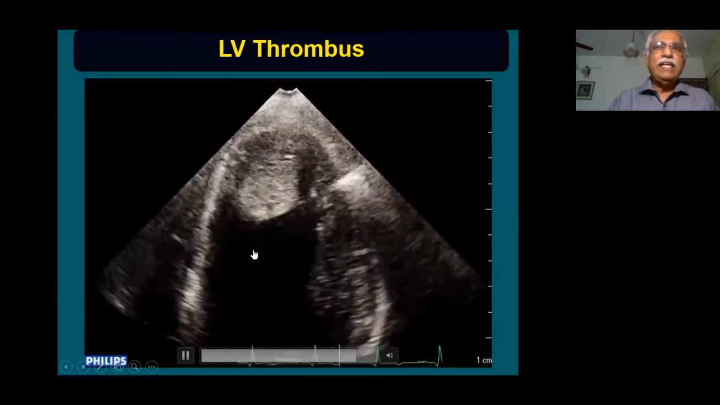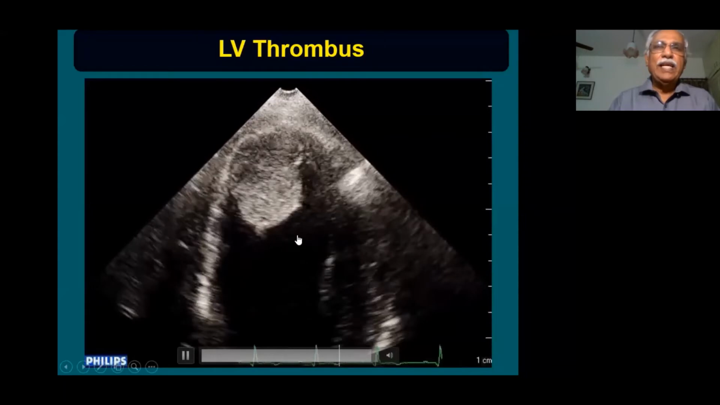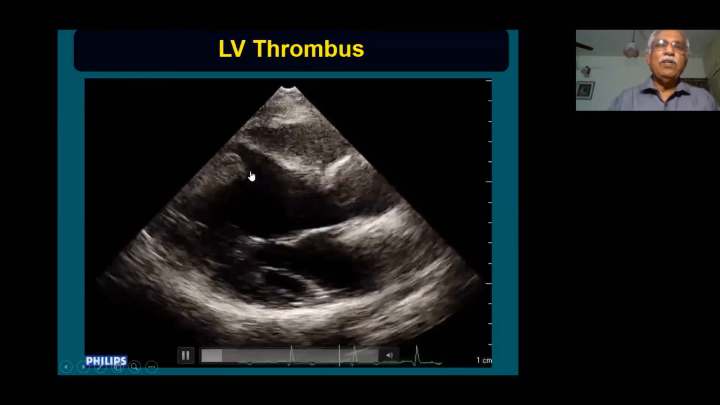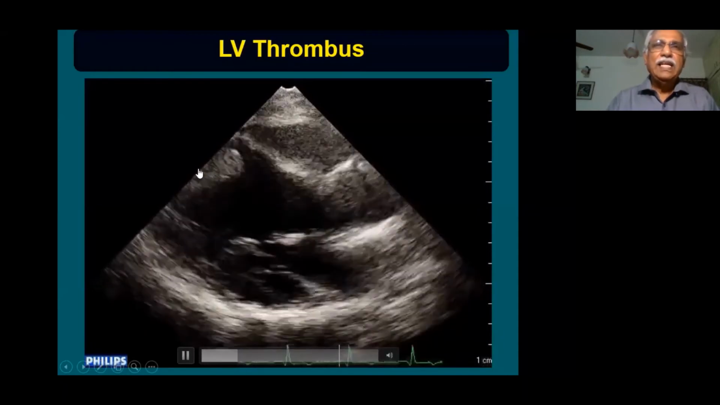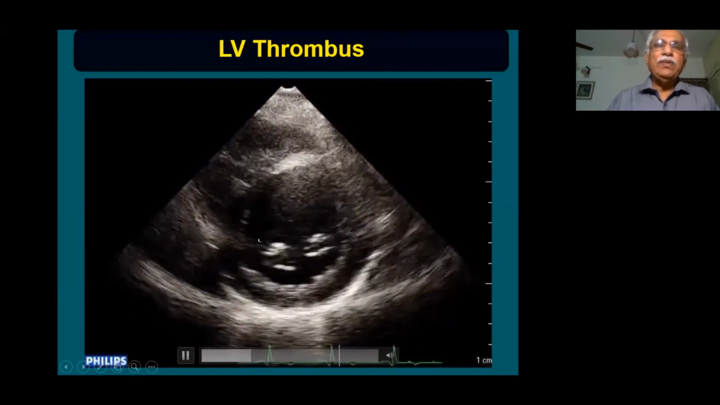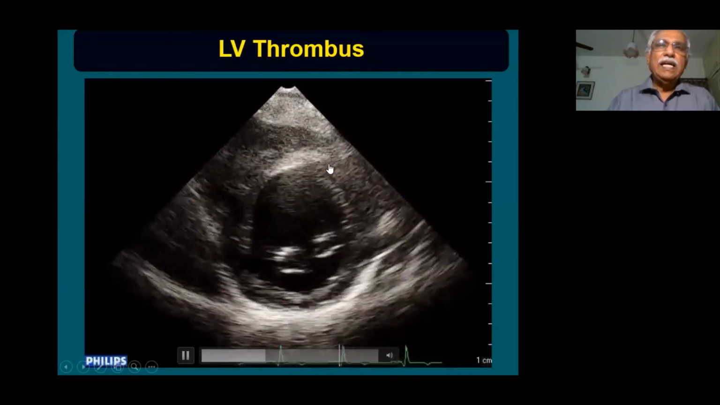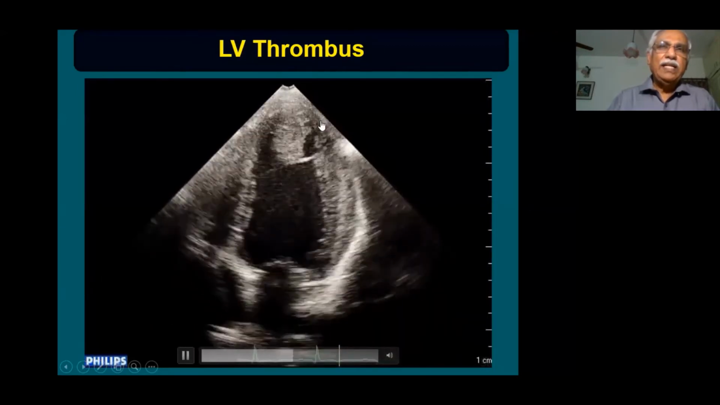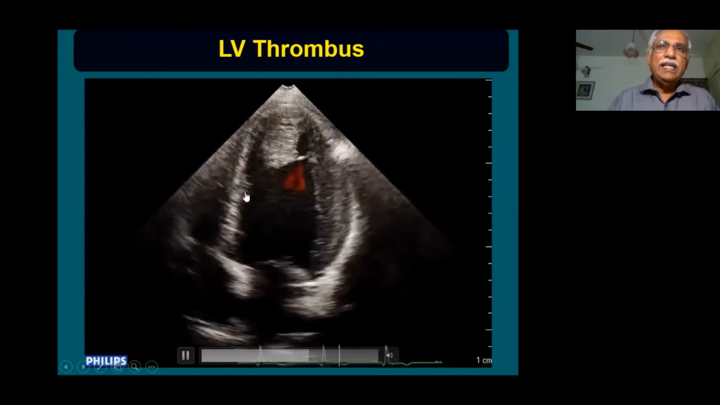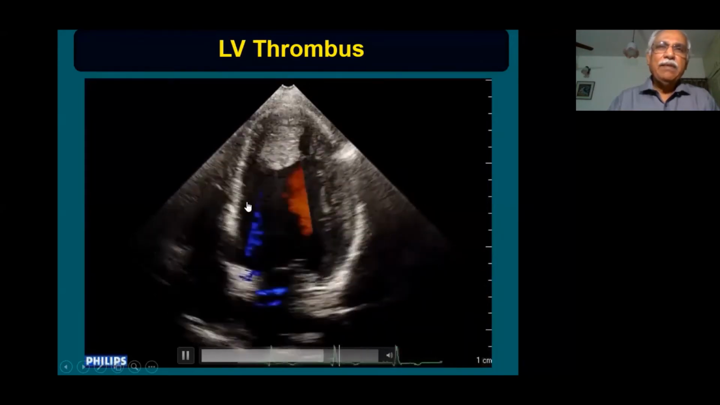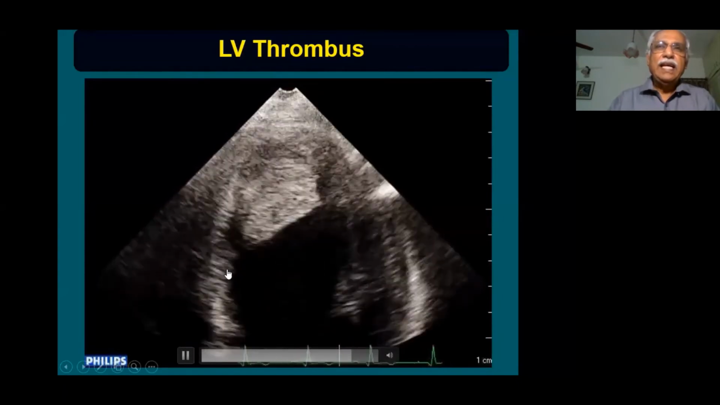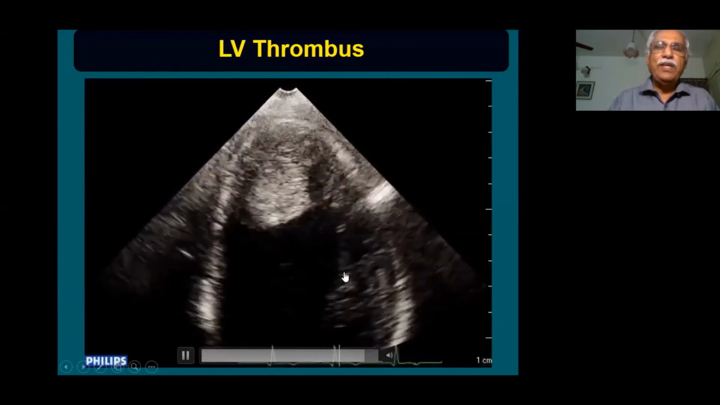This patient actually came with gangrene of one of the fingers. He was a policeman. When we did the echo, there was a large mass in the left ventricle. This patient underwent the left ventricular repair procedure. A Dacron patch was placed here, excluding the thrombus and restoring the shape of the left ventricle.